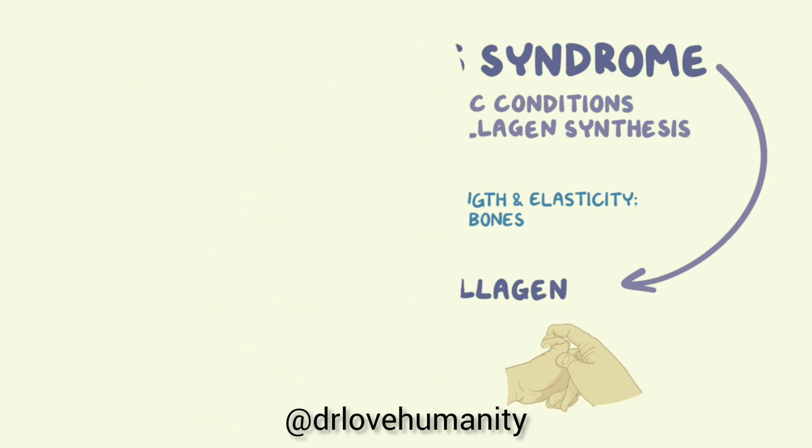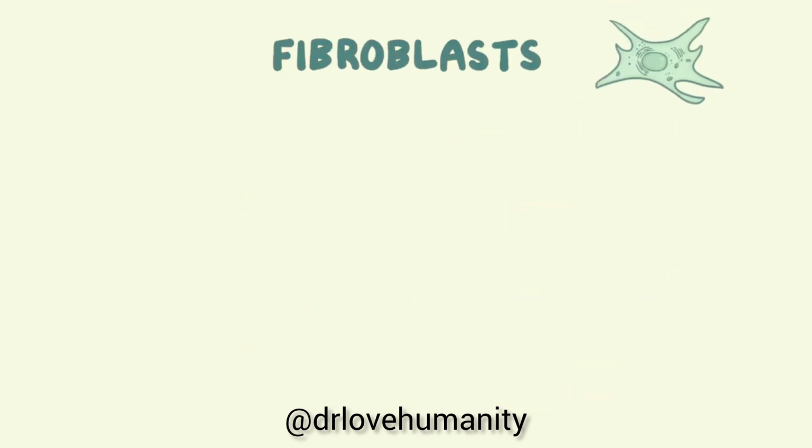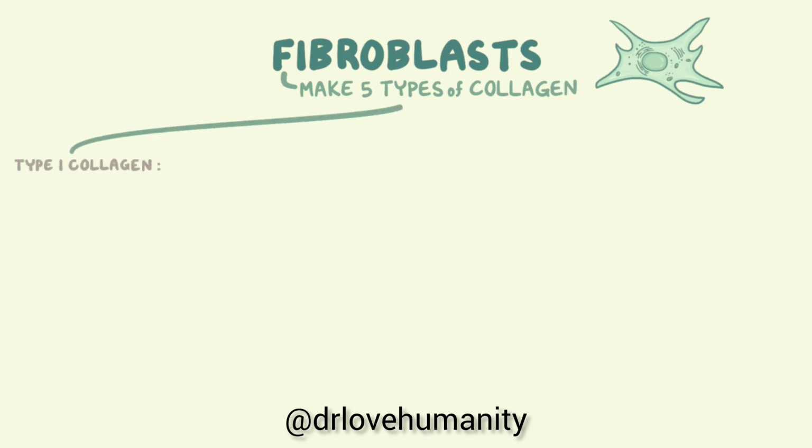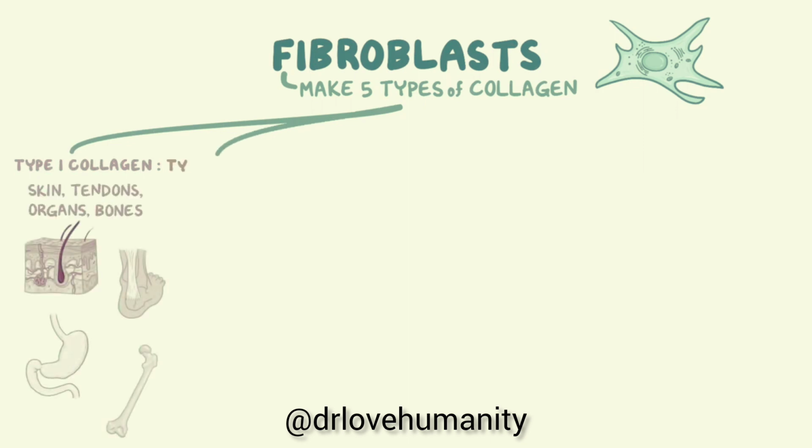Now, the cells that produce collagen are fibroblasts, and they make 5 types of collagen. These 5 types have specific parts of the body they call home. Type 1 collagen makes its home in the skin, tendons, organs, and bones. Type 2 collagen makes its home in the cartilage.